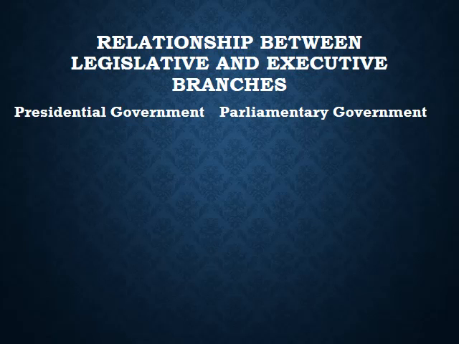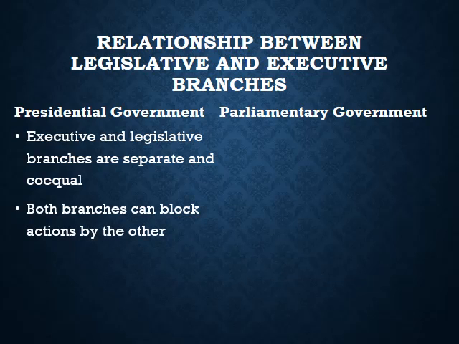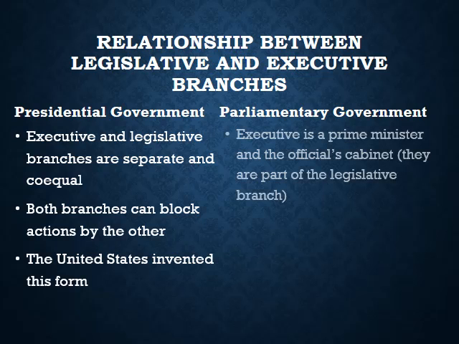All right, another way to look at governments is how the legislative and executive branches relate to each other. We have two systems, a presidential government system and a parliamentary government system. The presidential government, if you've already guessed, is the system we have here in America. The branches are separate, but they're also equal. Both branches can block the actions of others. Congress passes a law, the president can veto it. All right? President vetoes too much, the legislative branch can override. All right? This is us, the United States.